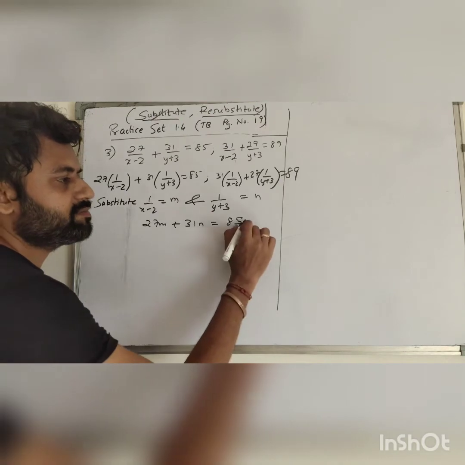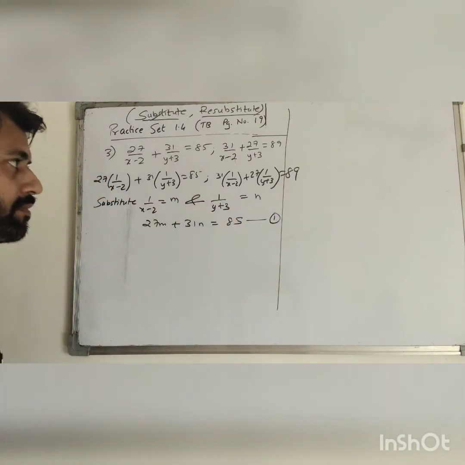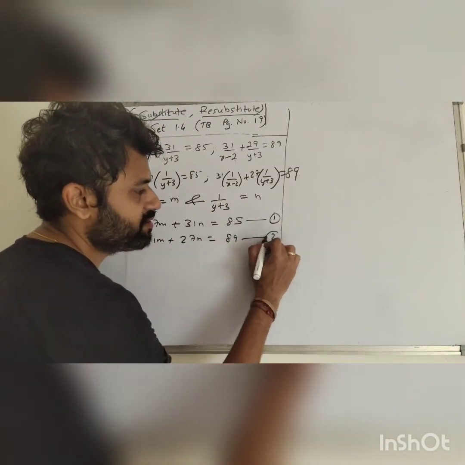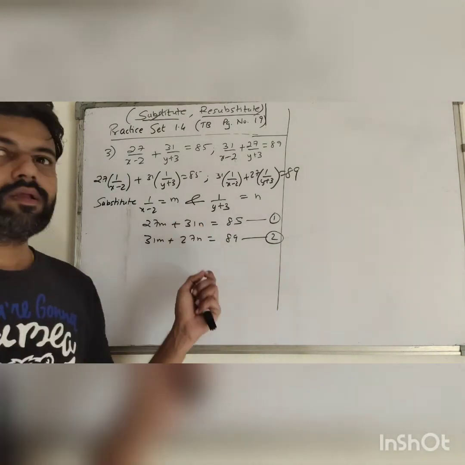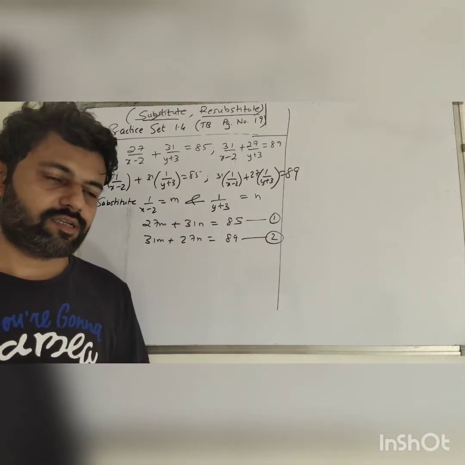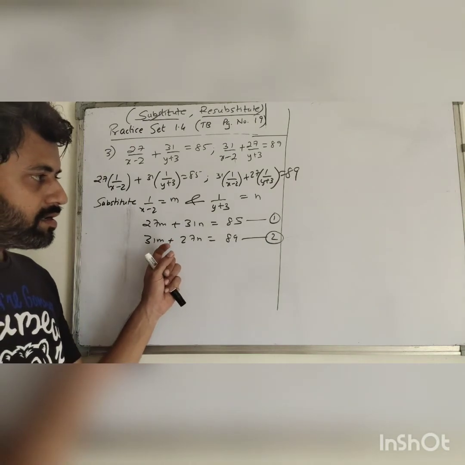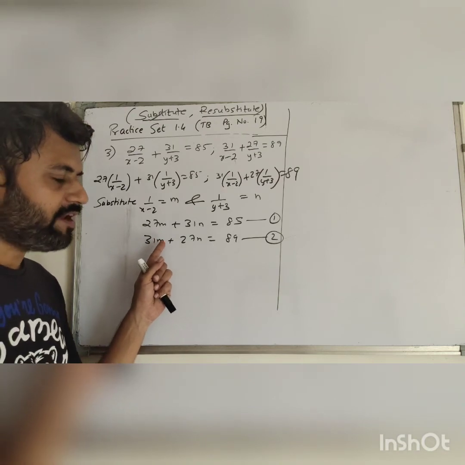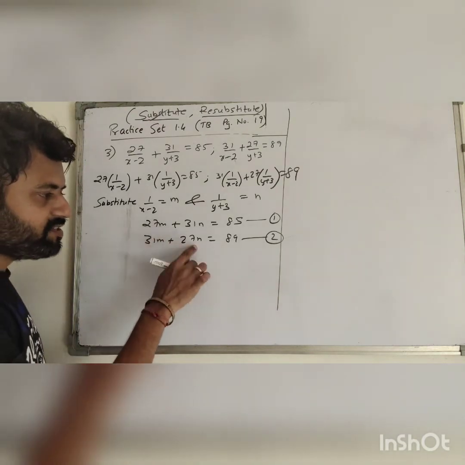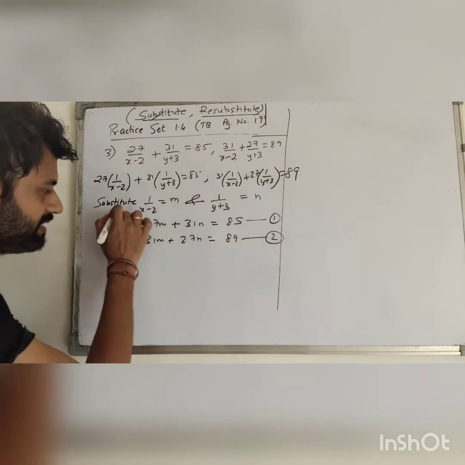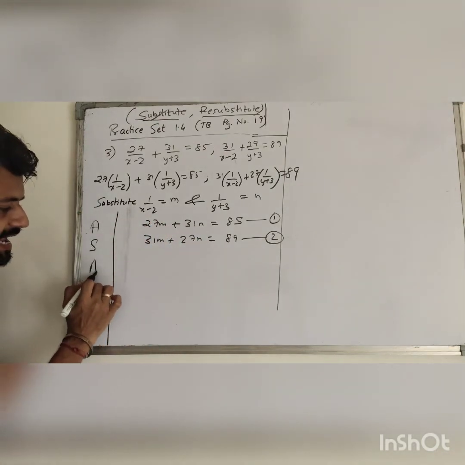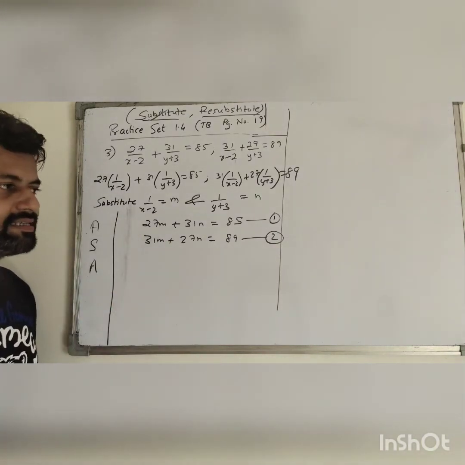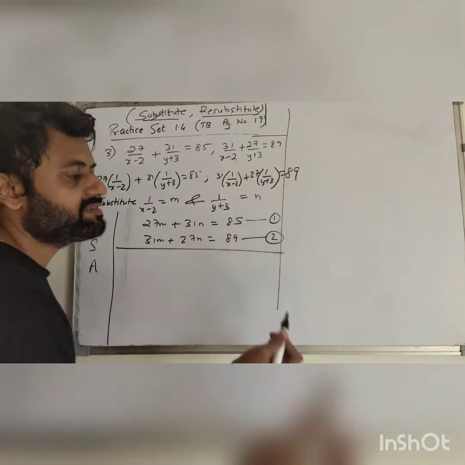85. This is my equation number 1, and this is 31m plus 27n is equal to 89. This is my equation number 2. Now we have to solve these 2 equations. Take a few seconds and try to observe these 2 equations carefully. You have these 2 same, you have these 2 same. So this belongs to a category called ASA, that is called adding, subtracting, adding. We have seen it earlier also. We are practicing once again.